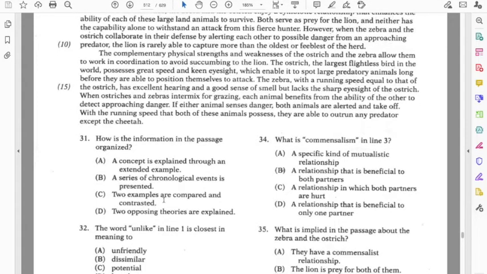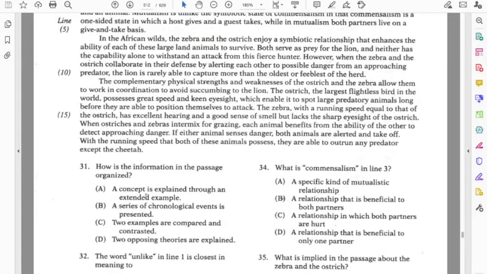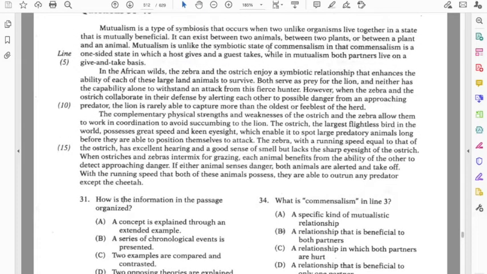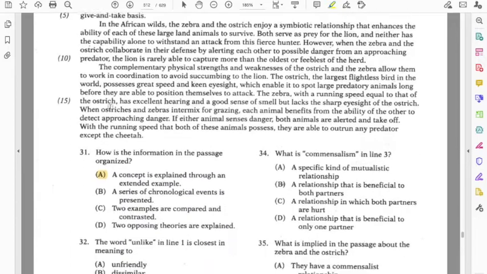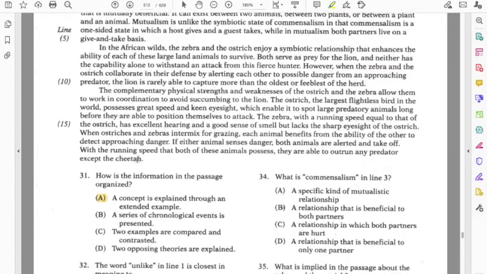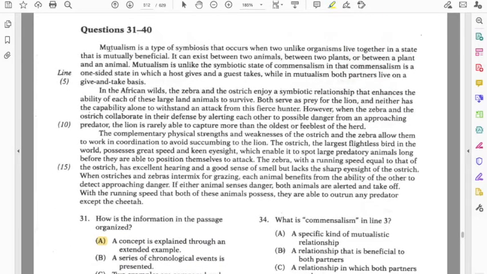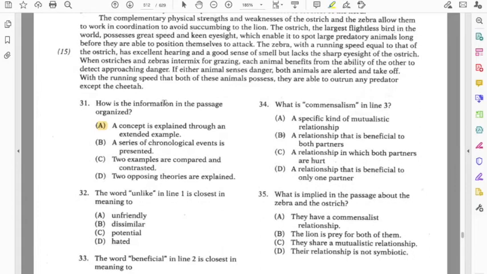See, two examples are compared and contrasted? Well, there's more than, no, not exactly. It's not like we've got commensalism and mutualism being compared and contrasted. Two opposing theories are explained? No, there's no opposing theory. And so a concept, mutualism, is explained through an extended example. So we've got our concept, mutualism, and the example is the zebra and the ostrich, and then we give a lot of details on that.